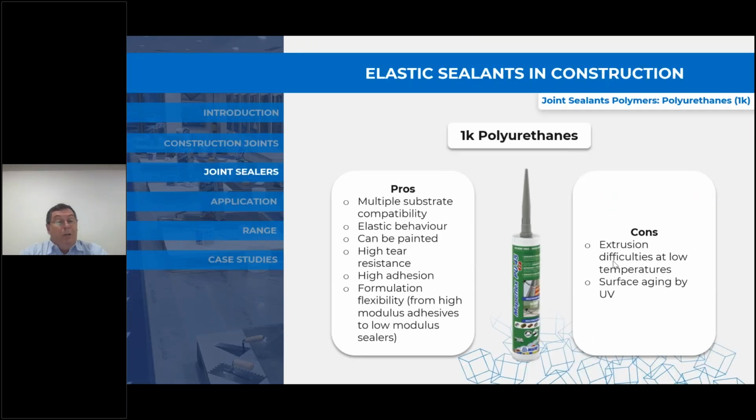We move on to the one component polyurethanes. Multiple substrate compatibility. Elastic behavior is very, very good. They can be painted. They have very high tear strength. They have high adhesion, excellent on non-porous surfaces, formulation of flexibilities from high modulus to low modulus. I'll talk about that a little bit more later.